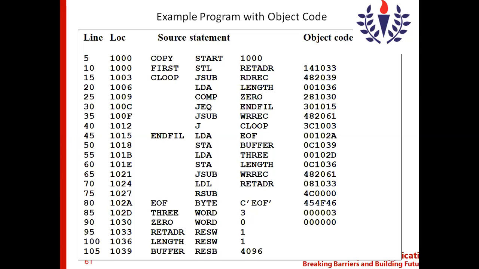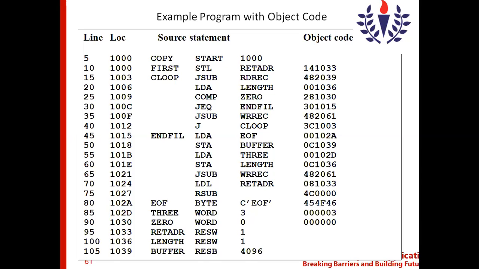So what are the two functions of the assembler? One is that the mnemonic is converted into its machine equivalent. STL is a mnemonic, and it is converted into 14. The next step is assigning addresses to the labels. RETADR is the label, and its address is 1033. That is how 141033 is the object code for the instruction in line number 10. This is how the assembler converts the source into object code.